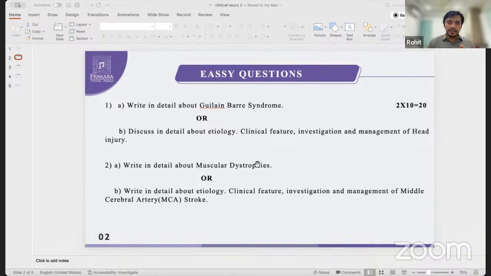Coming to lacunar strokes, these are caused by the blockade of penetrating blood vessels. These are small blood vessels which supply the subcortical structures, leading to lacunar strokes. So total anterior circulation stroke and partial anterior circulation stroke, this is where our middle cerebral artery needs to be described.